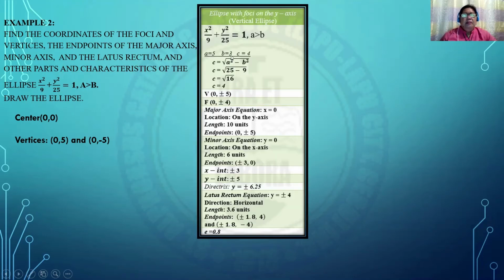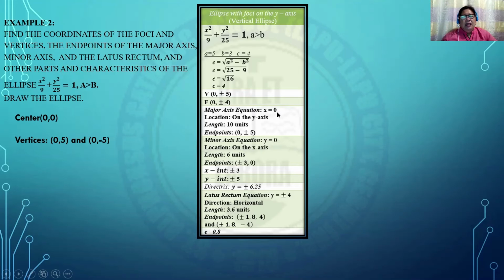So by this time, C is 4. That's 25. Whichever the greater denominator, that's the value of your A squared. And take the square root, that's the value of your A. So A is equal to 5, B is equal to 3, and C is equal to 4. Because the square root of 16 is 4. And identifying the vertices, so we have 0, positive 5, and 0, negative 5. For the foci, 0, positive 4, and 0, negative 4.